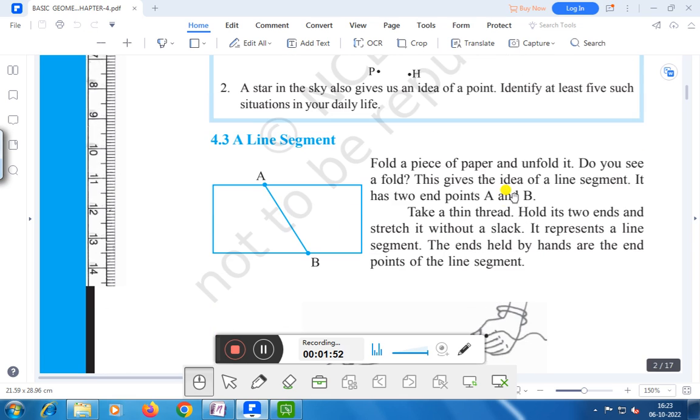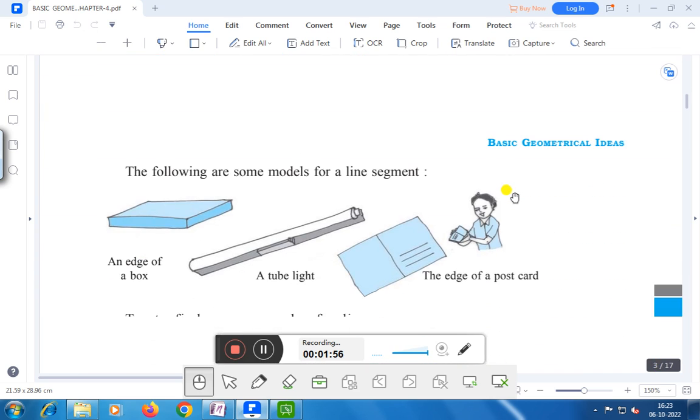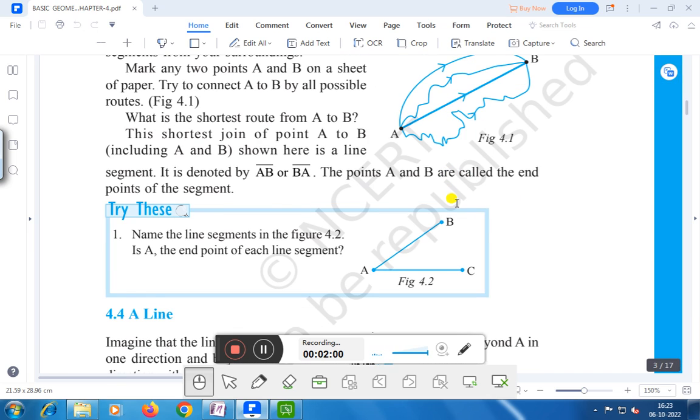Now, line segment. What is a line segment? The definition of a line segment is the shortest join of point A to B, including A and B, shown here. It is denoted by AB or BA. The points A and B are called the endpoints of the segment.